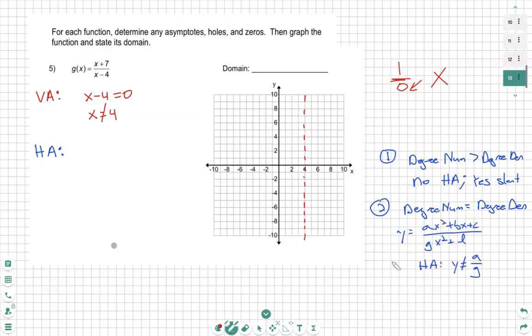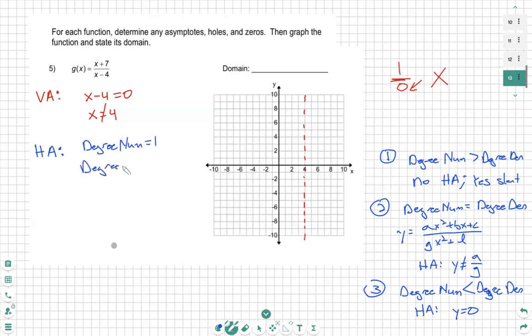And then lastly, we have that third one we have to go over, where the degree on the numerator is less than the degree on the denominator. In that case, my HA will always be y equals 0. So here we're going to take our degrees. The degree of the numerator is equal to 1. The degree of the denominator is also equal to 1.